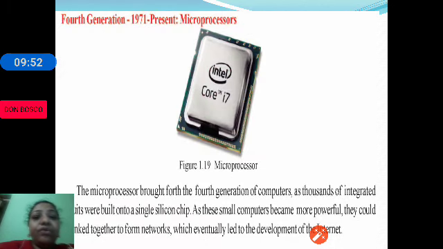Next comes the fourth generation computers. From 1971 till today's date, the present computers are fourth generation computers. The fourth generation computers used a silicon chip called VLSI chip, very large scale integration, which included millions of transistors integrated on it, and the computers became very small and more powerful.